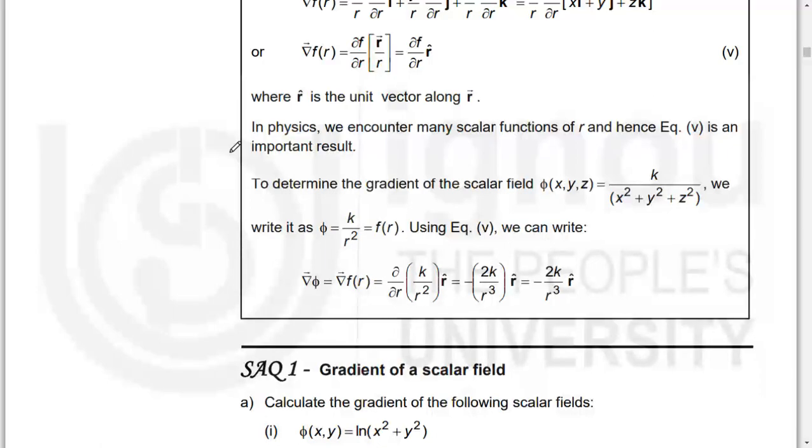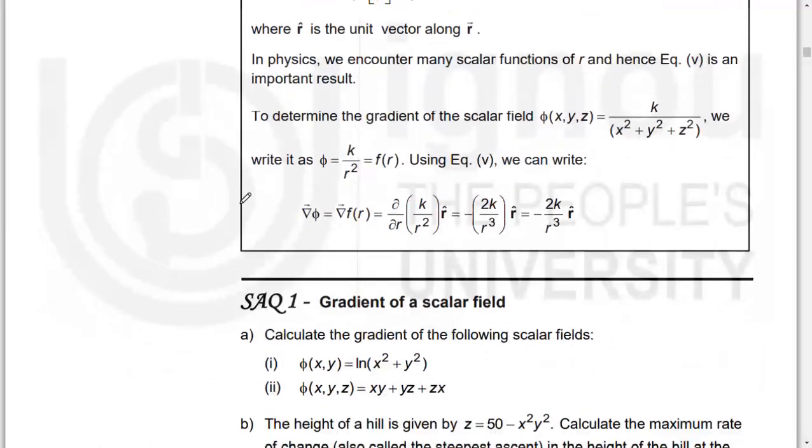To determine the gradient of the scalar field phi of x, y, z equal to k by (x square plus y square plus z square), we write it as phi equals k by r square equals f(r). Using equation 5, we can write del phi equals del f(r) equals d by dr of k by r square into r cap, equals minus 2k by r cube into r cap.